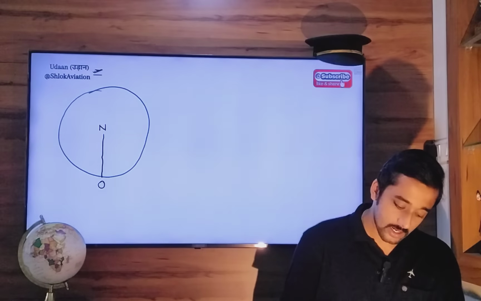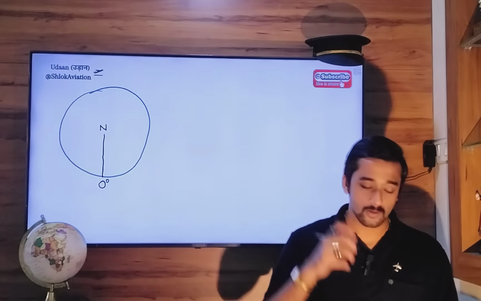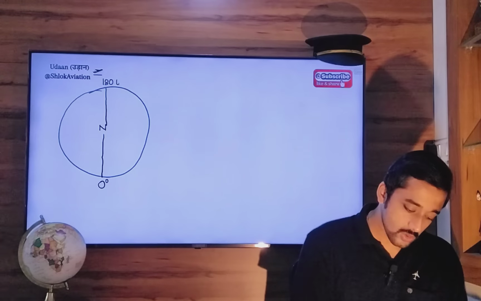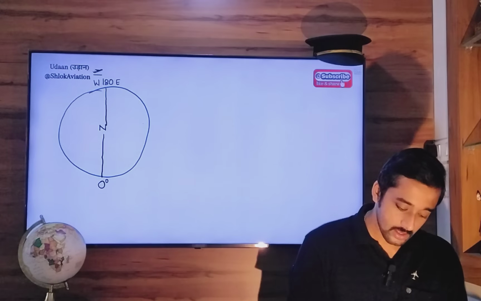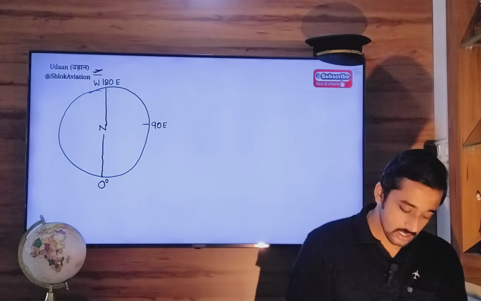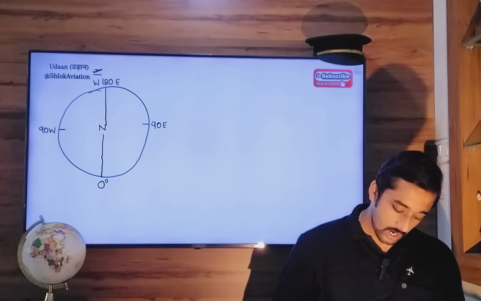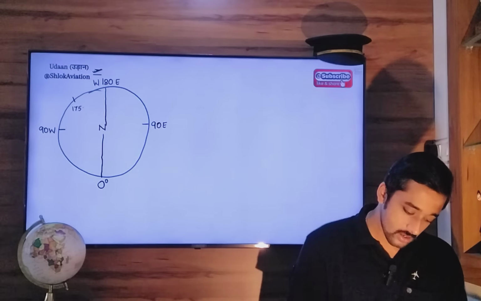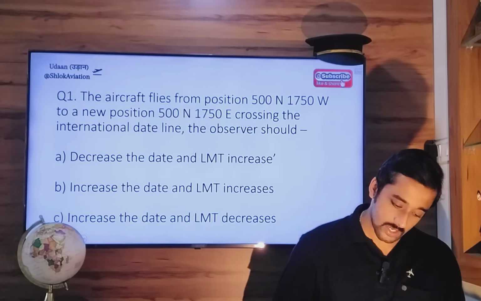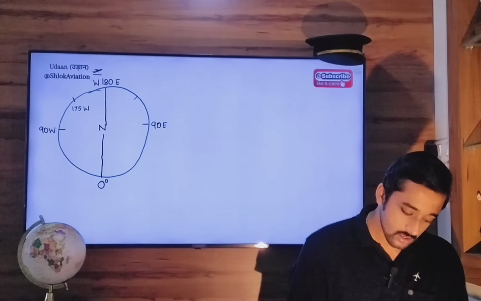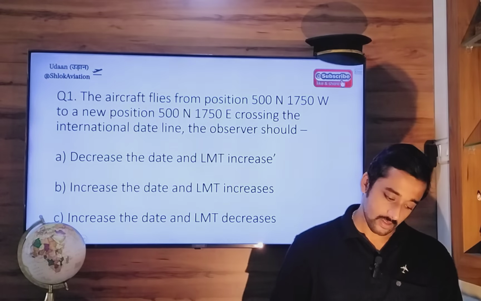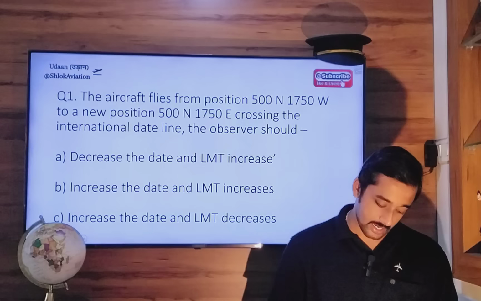We are looking at the Earth from the perspective of the North Pole, from the top of the North Pole. This is your 180° east-west meridian. This is 90 east. This is 90 west. Right? You are currently at 175° west and you are traveling to 175° east, across the international date line.